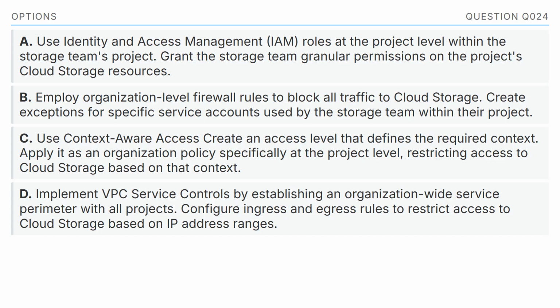Option C, use context-aware access. Create an access level that defines the required context. Apply it as an organization policy specifically at the project level, restricting access to cloud storage based on that context. Option D, implement VPC Service Controls by establishing an organization-wide service perimeter with all projects. Configure ingress and egress rules to restrict access to cloud storage based on IP address ranges.